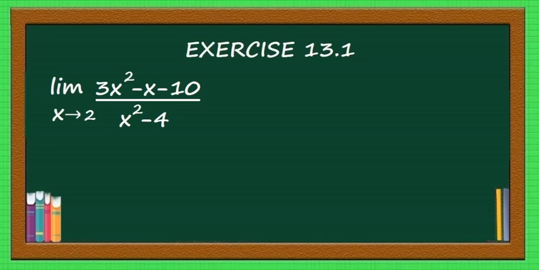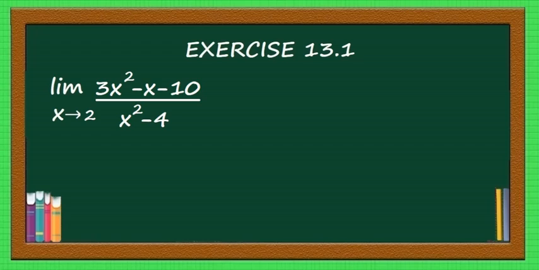Hello students, let us continue with the other problems in this exercise. See this question. Limit x tends to 2, (3x² − x − 10) divided by (x² − 4).